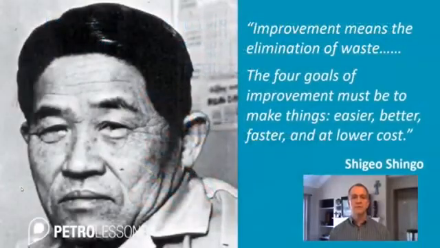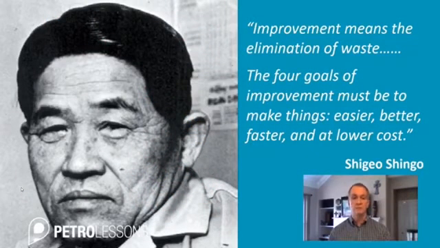A simple definition of lean is improvement means the elimination of waste. That's what you want to do, is improve things. The four goals of improvement have to be making things easier, better, faster, and at lower cost. And this was an idea brought forward by Shigeo Shingo, who was one of the developers of the Toyota Production System, which is the origin of lean.